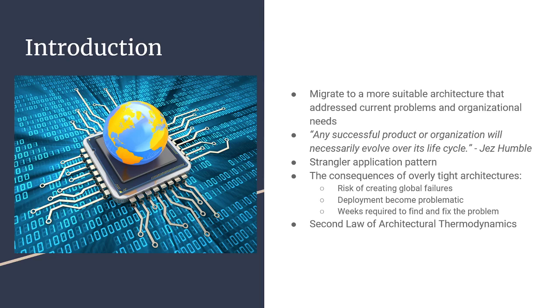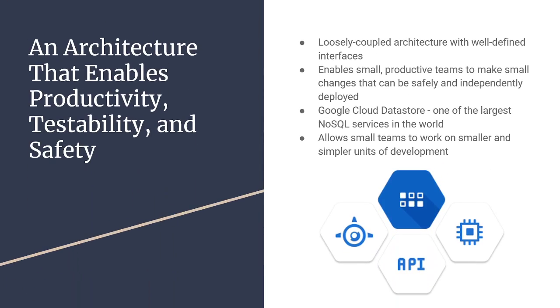So, in order to combat this downward spiral, you would need to change any sort of tightly coupled architecture into a more loosely coupled architecture that has well-defined interfaces, and this helps improve productivity and performance overall. This sort of architecture also enables small productive teams to make small changes that can be safely and independently deployed without the need of changing the entire system per se.